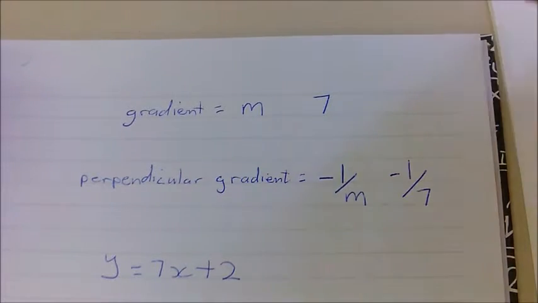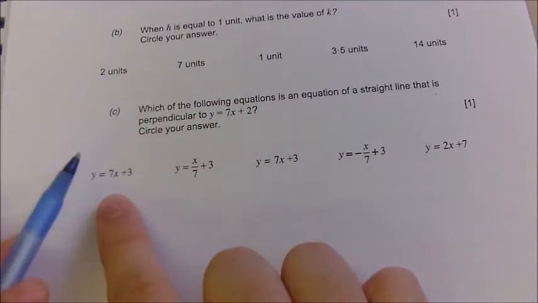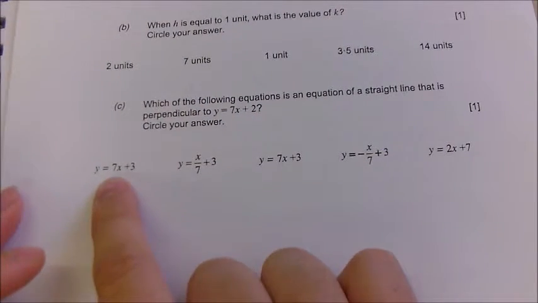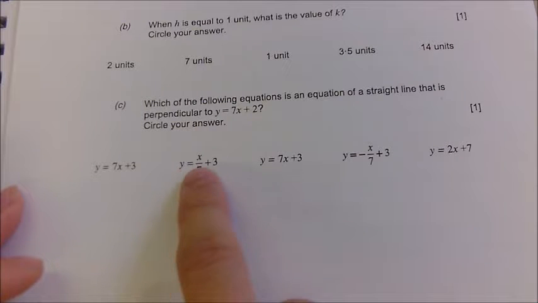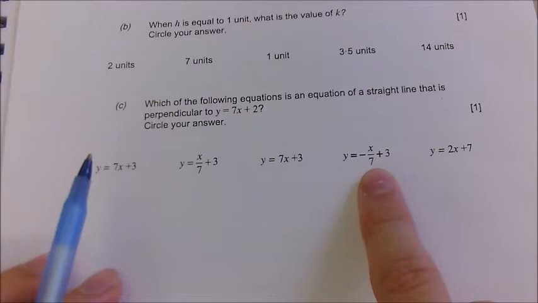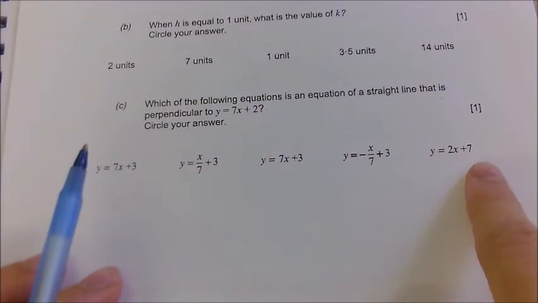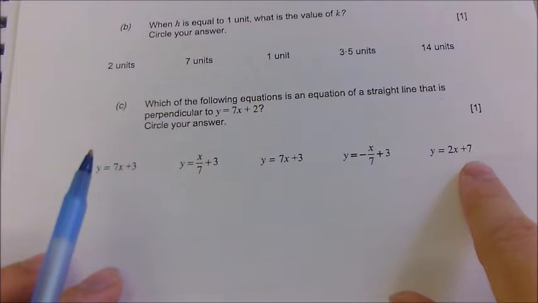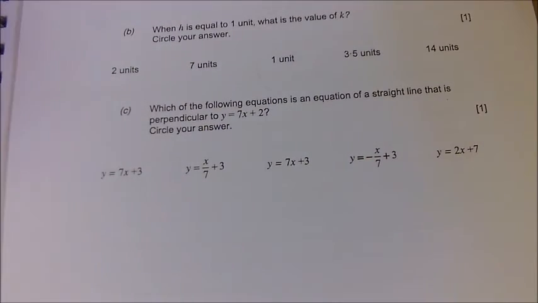So looking at the options, this can't be perpendicular because it's not minus 1 over 7. This isn't perpendicular because it's just 1 over 7. This is just 7 again. And then this one here is minus 1 over 7, so this is the correct answer. And this isn't because it's 2x, not minus 1 over 7. So this would be the right answer. You need minus 1 over whatever the actual gradient is.